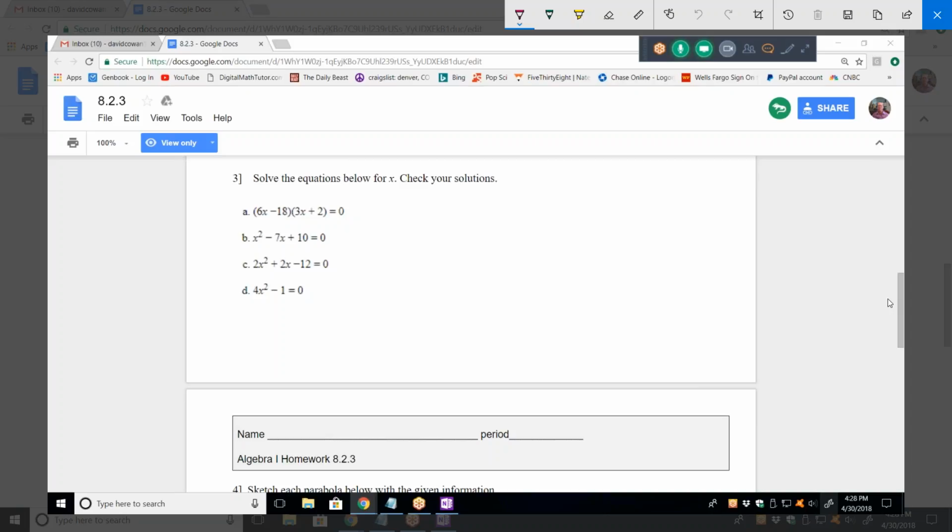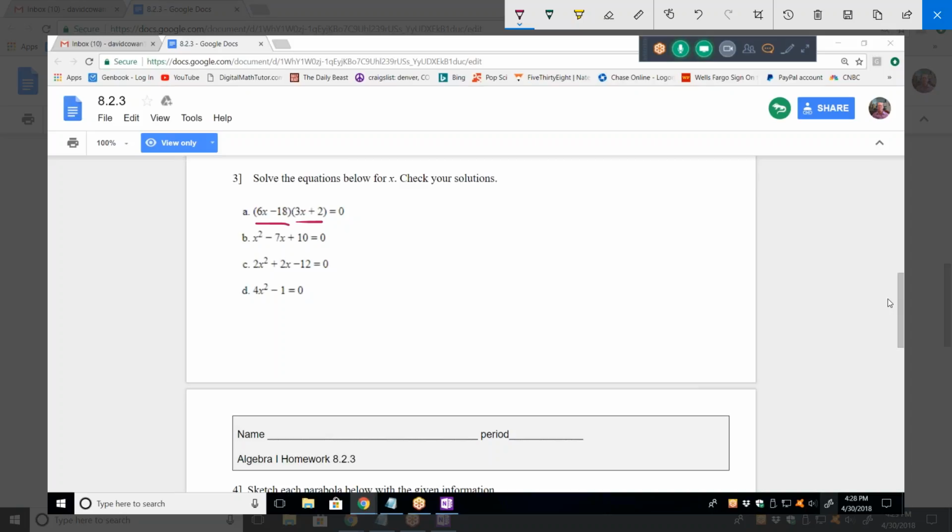So we have to find the x's. The first thing you want to notice is that we've got two things multiplied together equal to 0. So how do I deal with that? I'm going to use the zero product property. What does that tell me?